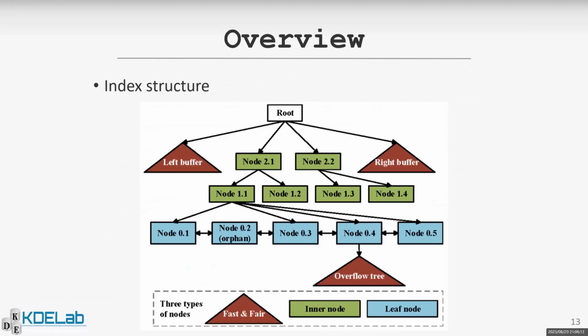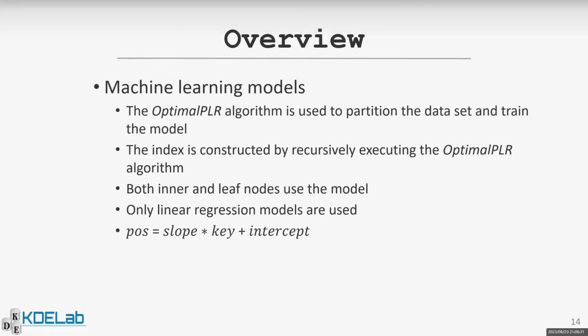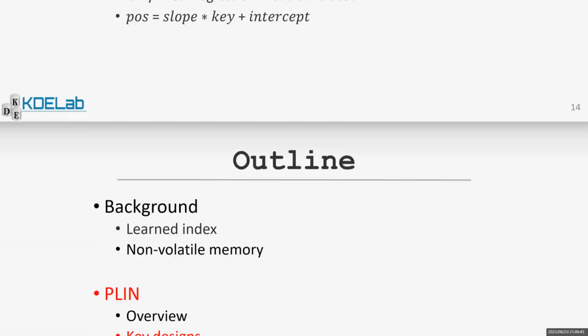The index structure of Peeling mainly contains three types of nodes, namely inner nodes, leaf nodes, and FAST and FAIR. FAST and FAIR is an NVM-oriented B+ tree that Peeling uses to handle out-of-bounds insertion and data overflows. Peeling uses the optimal PLR algorithm to divide the datasets and train the models. Both inner nodes and leaf nodes use the model, and each node holds a linear regression model.